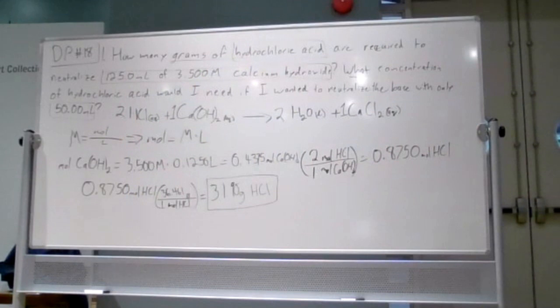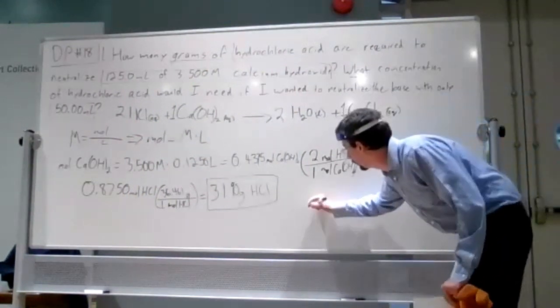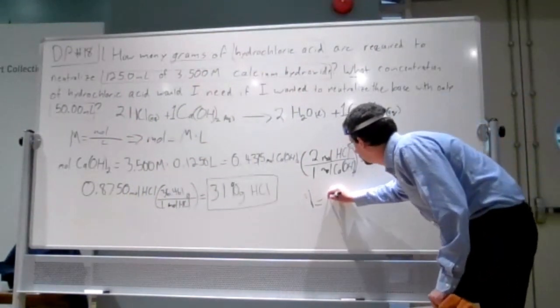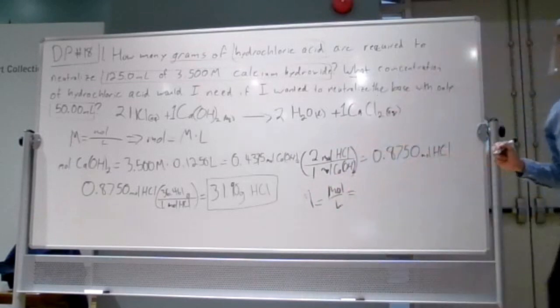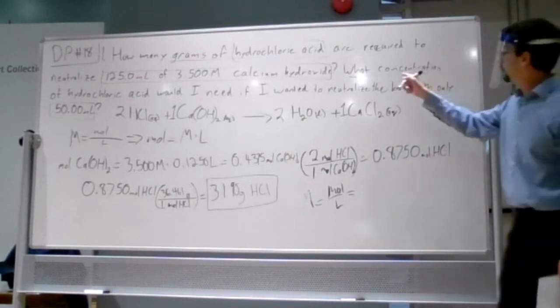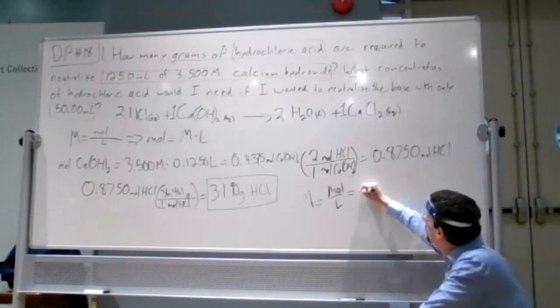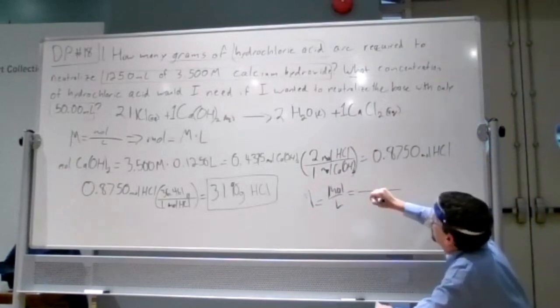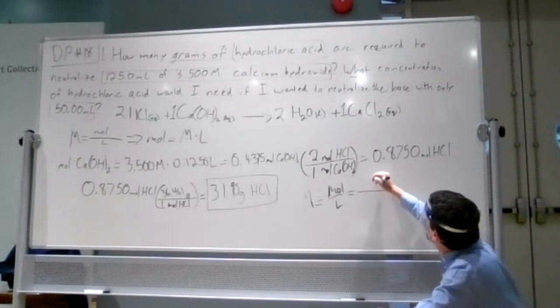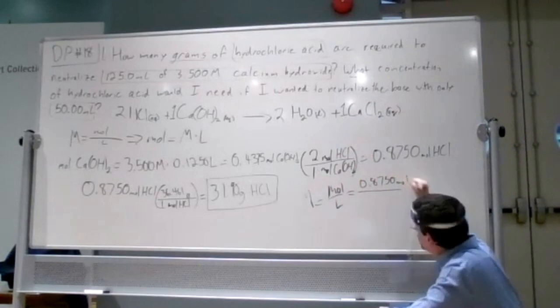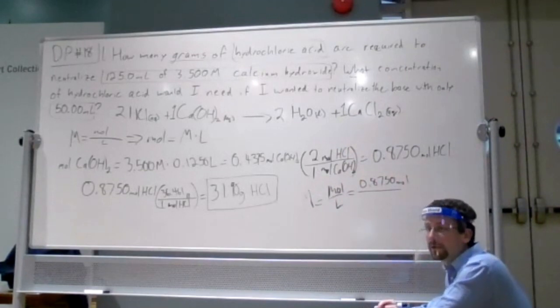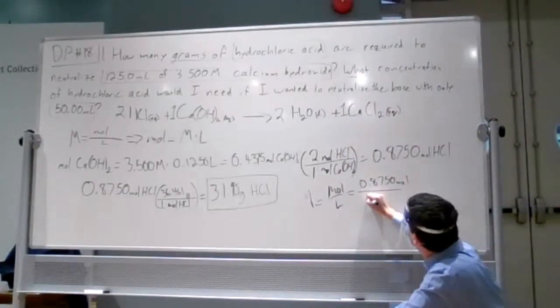What are we going to find next? Molarity. Okay, and we said molarity is equal to what over what? Okay, so what are we trying to find the molarity of? Yeah, we're trying to get hydrochloric acid. So we know how many moles of hydrochloric acid we have. How many moles do we have again? Okay, and then what is the volume of acid we want to have? Yeah, 50 milliliters, right?